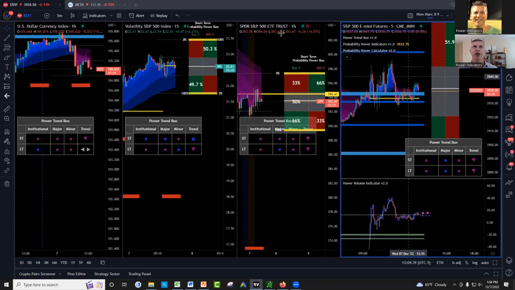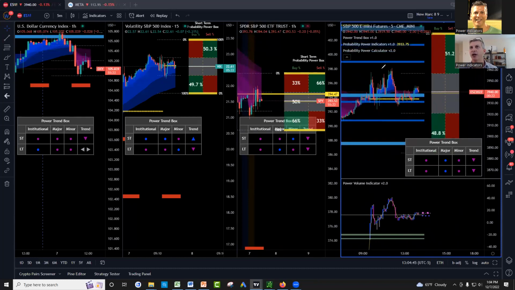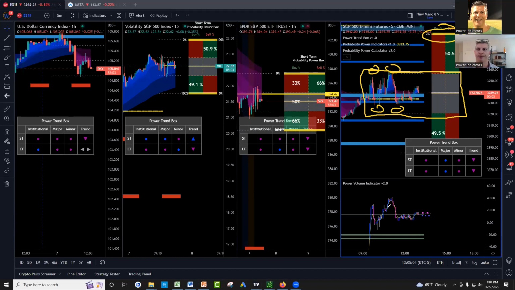And most of the day, you'll see the calculator doing like a double top, a head and shoulder around the edge of the 50%, right? And very rarely would you see a top or a bottom, right? And when you have a top or a bottom, you need to look at a couple of things.